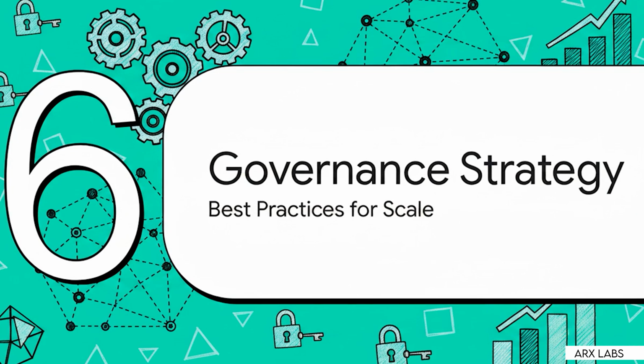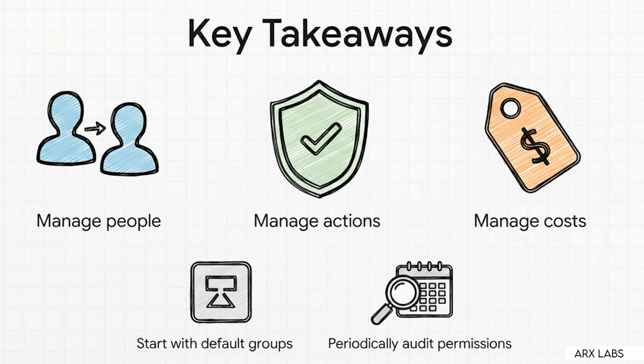Okay, so you've got the concepts down. How do you turn this into a real governance strategy that can grow with your organization and not fall apart in 6 months? Let's go over the key best practices. So let's boil it all down. If you walk away with anything today, it should be this. Manage your people with Azure AD groups, manage their actions with group-based permissions, and manage your costs by assigning the right license. Stick with the default groups to start, tweak them if you need to, and please, every once in a while, audit everything to make sure it's still secure.